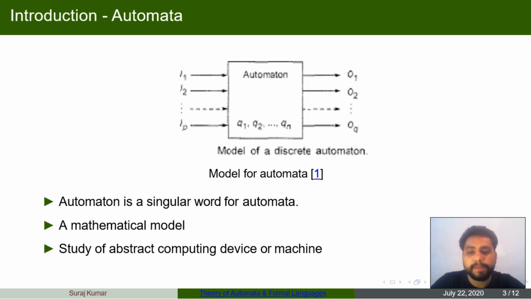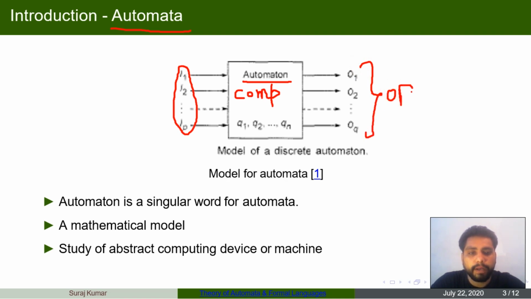So what is automata? You can see this is a block diagram in which you can easily see the various inputs. You are giving the input to this block, and I name it automaton. Automaton is the singular word for automata. This automata will compute something. It will have some states like q1, q2, q3 up to qn. It will take some input and give me some output. So this is the basic model for automata.